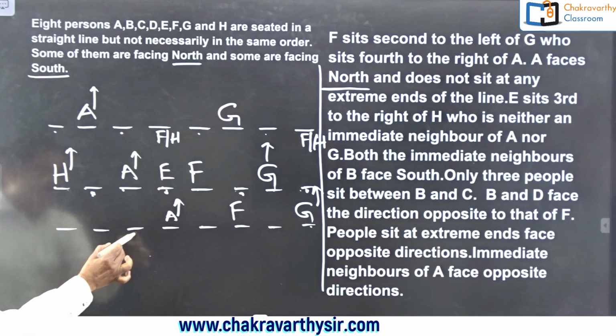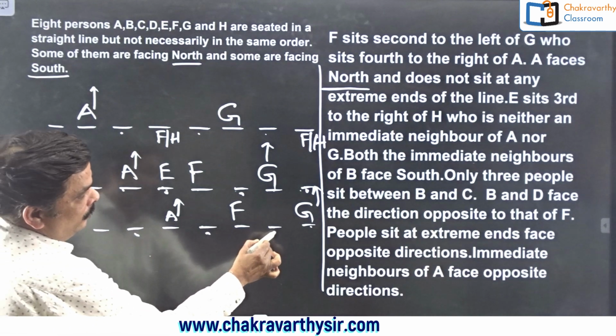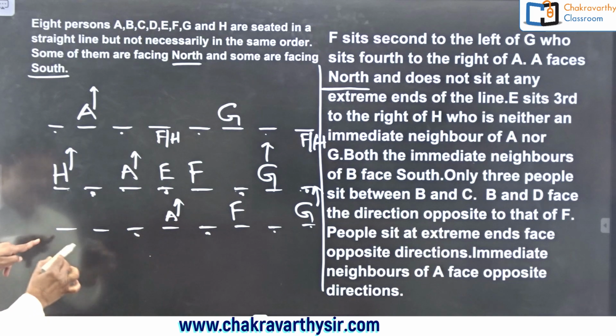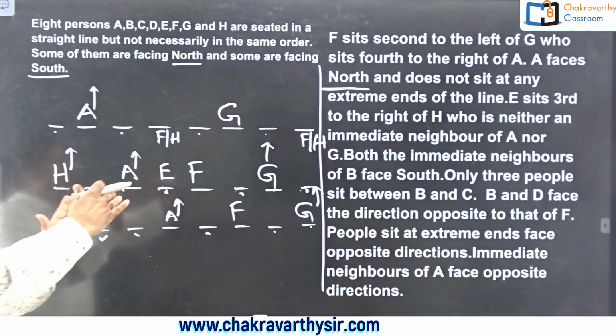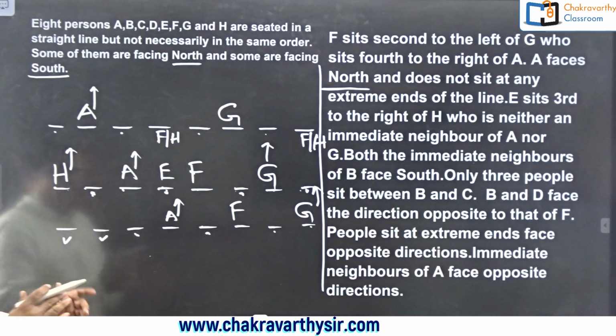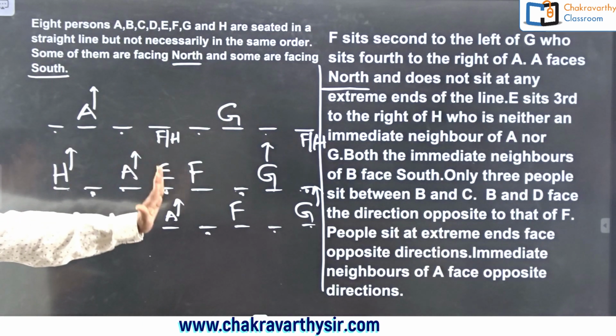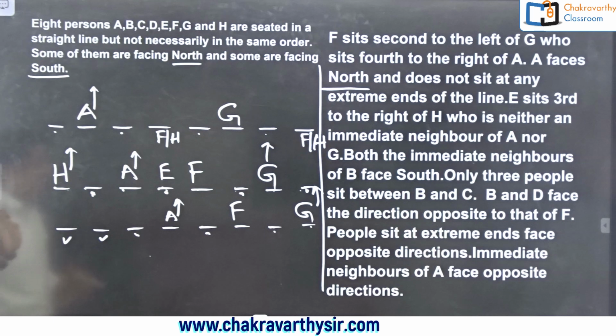Similarly here also, H cannot be here, cannot be here, cannot be here. Then H can be either here or here. But observe carefully, E should be third right of H. If you keep H here, third right is this one, because there is no question of facing south. H should face north only here, right?